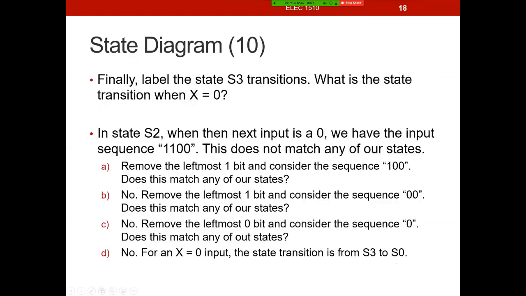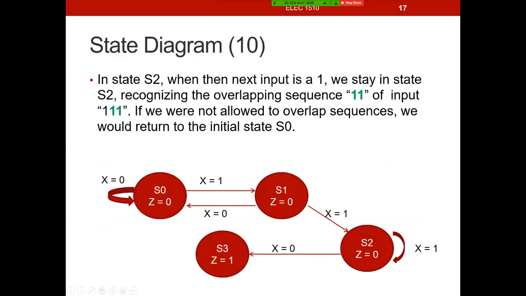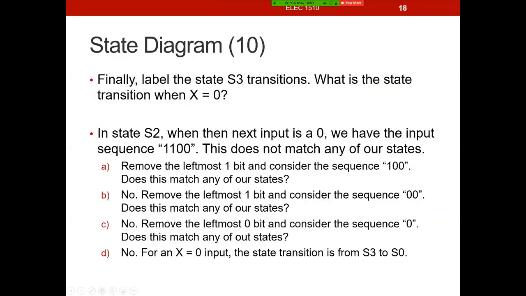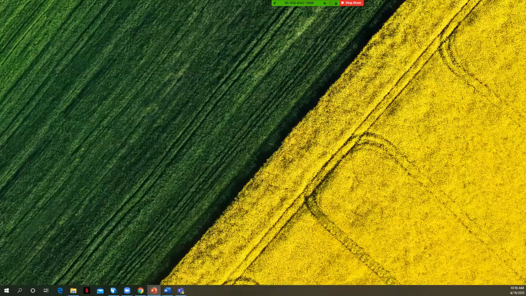So we'll start now with the state transition. We're in state S3, which recognizes, and what happens when X is a 0? Remember, in state S3, we got here because we've seen 1, 1, 0. That's what this slide is saying, that in state S2, when the next input is a 0, sorry, let me correct that typo. It should be state S3.